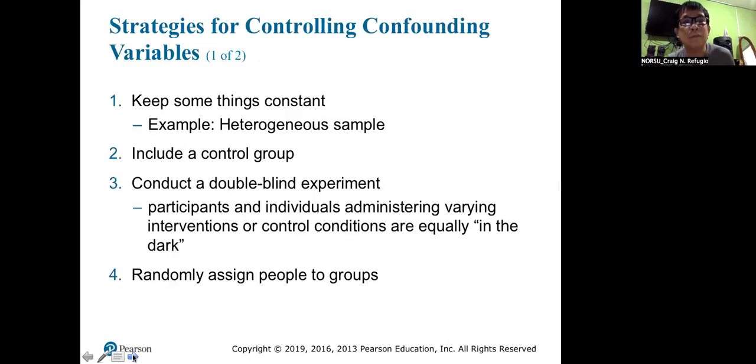Strategies for controlling confounding variables. Number 1, keep some things constant, for example, a homogeneous sample. Number 2, include a control group. Normally we have an experimental group and then we have the control group. Number 3, conduct a double-blind experiment, so participants and individuals administering varying interventions or control conditions are equally in the dark. They do not know about the experiment. Number 4, randomly assign people to groups. In my previous videos, I mentioned already what is meant by random assignment.